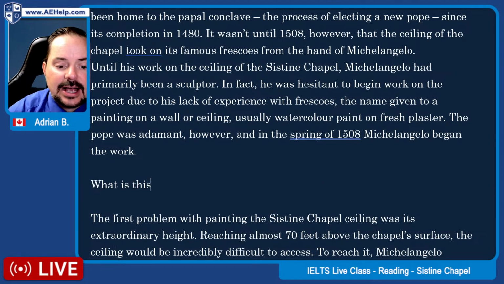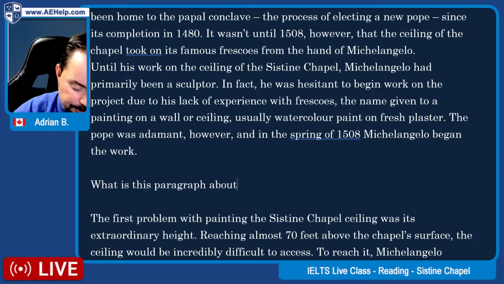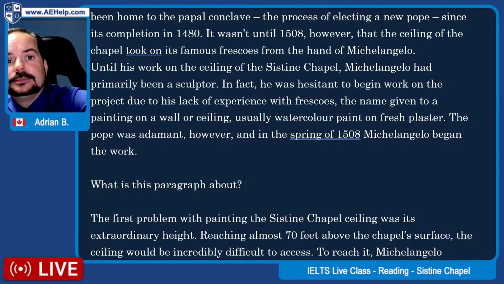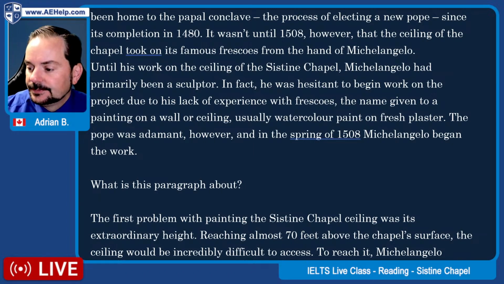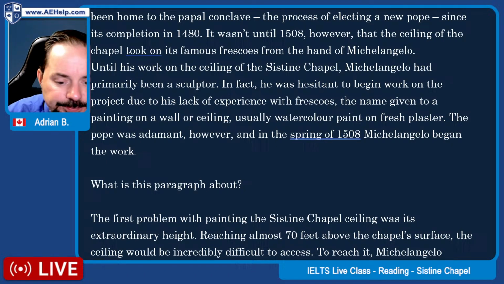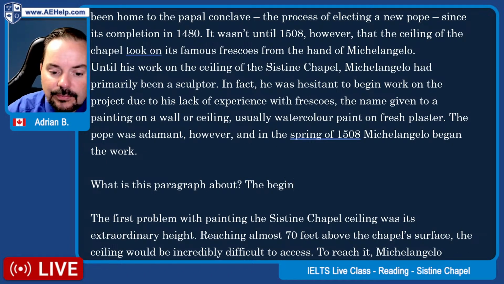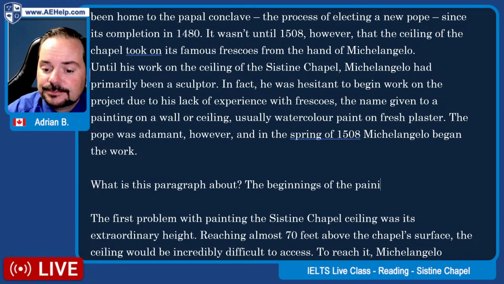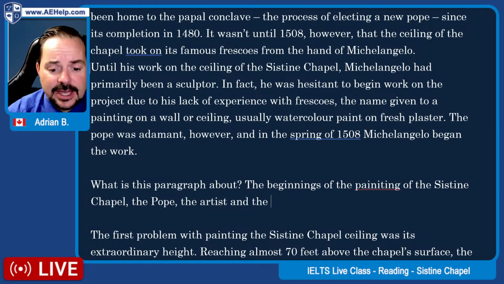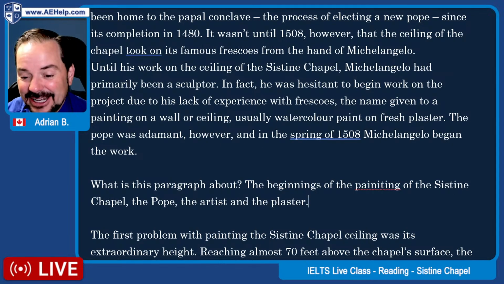What is this paragraph about? So, simply, what is it about? In a very simple answer. Students, what is this about? The beginnings of the painting of the Sistine Chapel. The Pope, the artist, and the plaster. Okay, that's what I would say it's about.